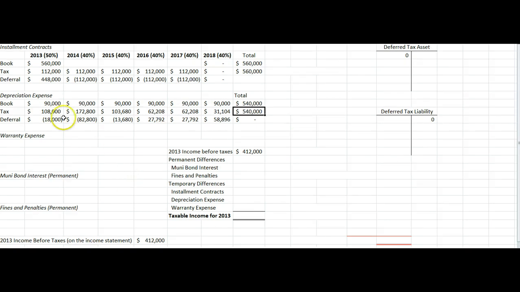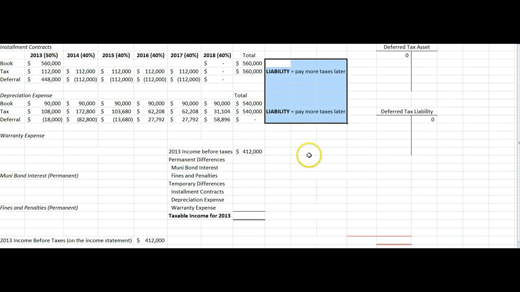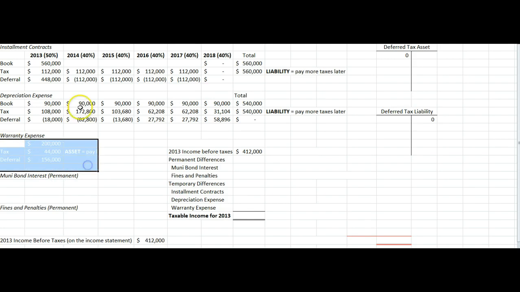But in the early years, this deferred tax liability is building up and then going down. So both of these, even though one is revenue and one is expense, are deferred tax liabilities because later on we're going to have to be paying more taxes. We have a deferred tax asset on the warranty expense.